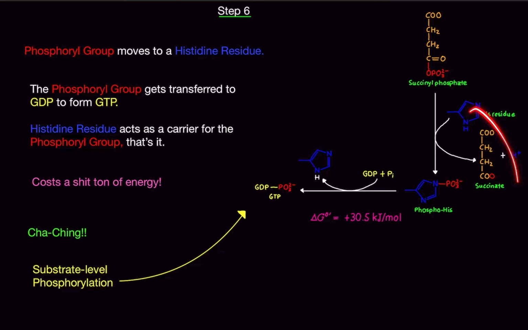So we're now left with succinate, which would go on to the next step. And now we have this GTP that's going to be used later on the electron transport chain. So we just cashed in. We just went to the bank and made a deposit. Cha-ching! And we love that. That's what we like. So that's the end here for step 6.